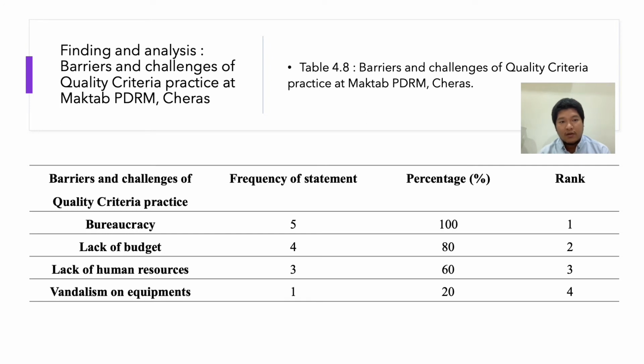And the last one, vandalism on equipment. So there are some cases at Maktab PDRM Cheras where the occupants themselves vandalize the equipment, vandalize the lift buttons, for example, vandalizing fire extinguishers, vandalizing toilets. So it affects the quality and the performance of the building. This is barriers and challenges of quality criteria practice at Maktab PDRM Cheras.